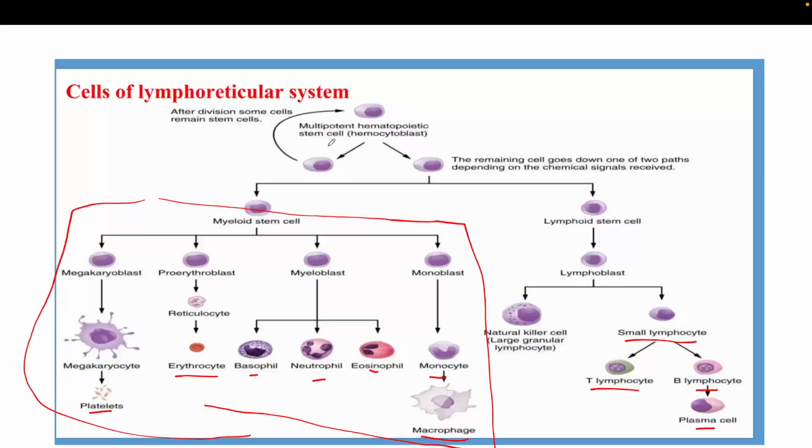This whole process of the development of different types of cells is called hematopoiesis. All these cells are produced from the hematopoietic stem cell, which has the capacity to produce different types of red cells or white blood cells. These are the white blood cells, and here is the red blood cell, which is part of the innate immune system, and this is part of the adaptive immune system.